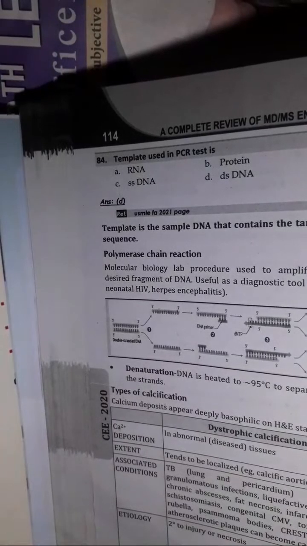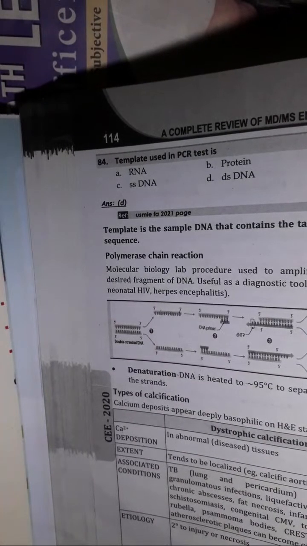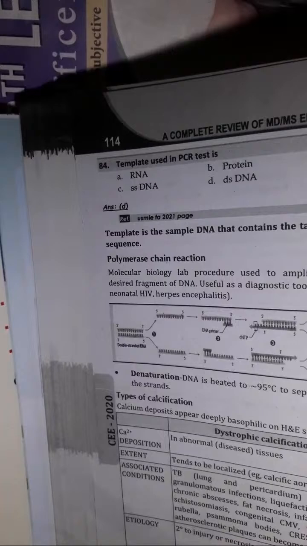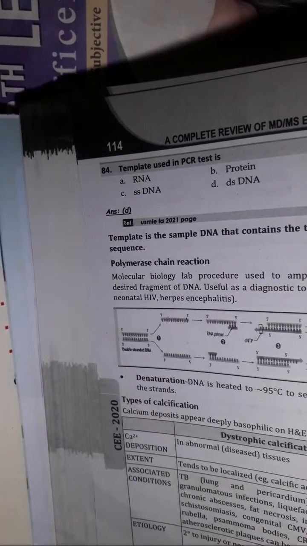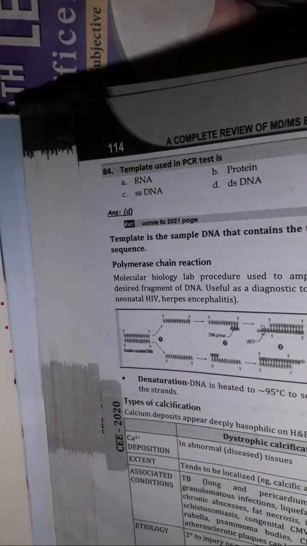Template used in PCR test is RNA, protein, ssDNA or double strand DNA. Which template is used in PCR test? RNA, protein, single strand DNA or double strand DNA? The answer is double strand DNA.